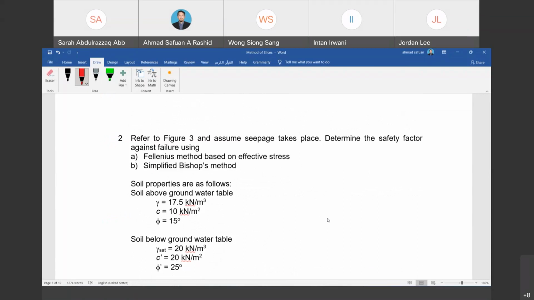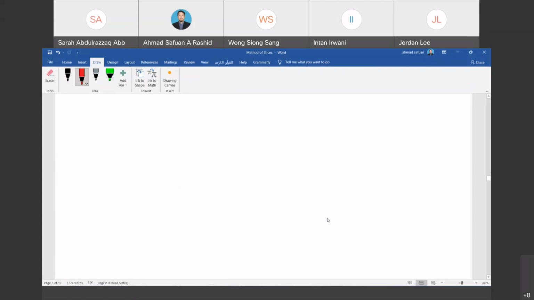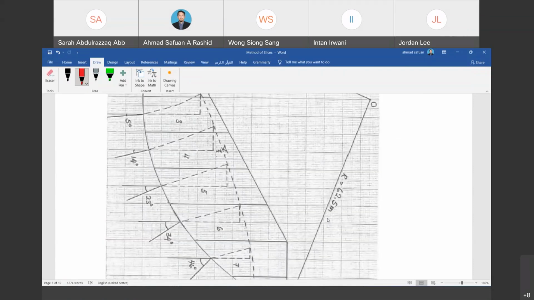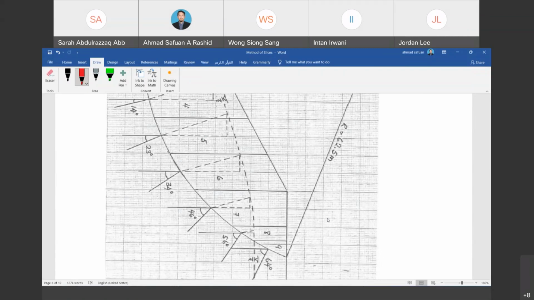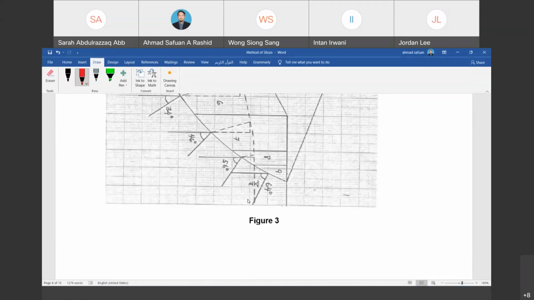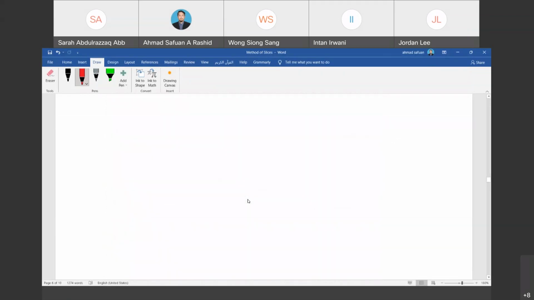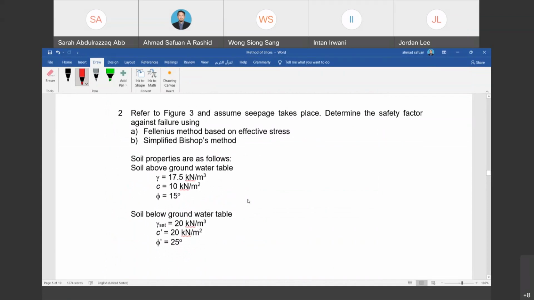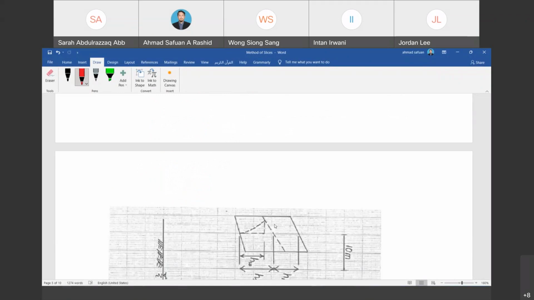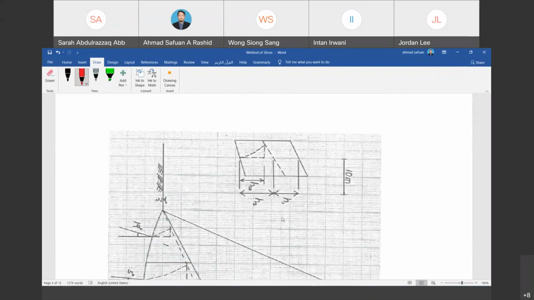For this example, the soil only covers one type of soil. However, due to the seepage or groundwater level, the soil properties change, where the soil above the groundwater table is given by this value and the soil below is given by this value. So we need to account for the height of the water.